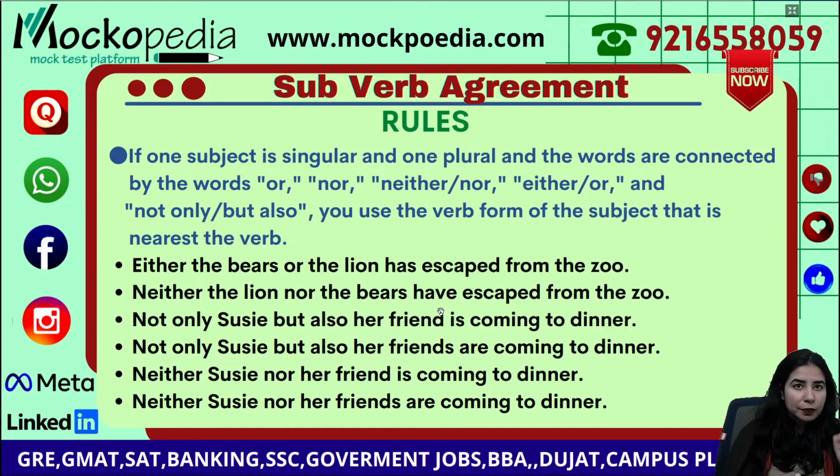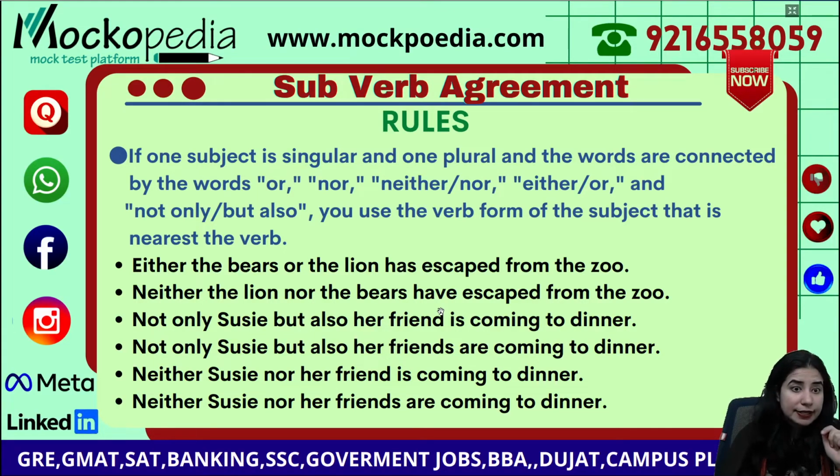So if one term is plural, like bears in this case, and one term is singular, like lion, the verb is decided in accordance with the subject which is near to the verb. Let me explain. We have two subjects, bears, which is plural, and lion, which is singular. The verb is has, which is near to lion. So the verb is going to be singular.